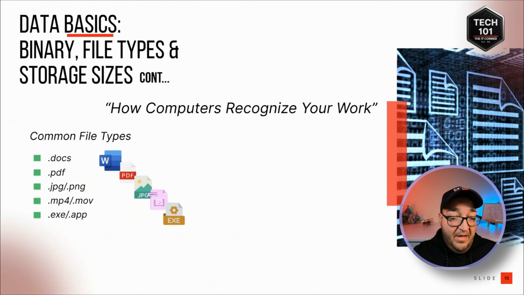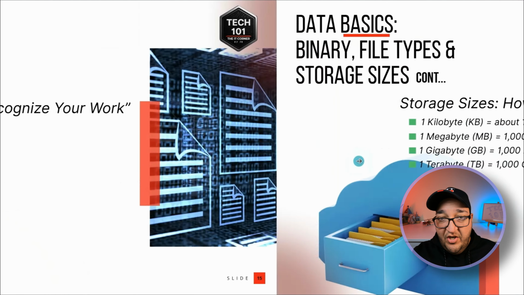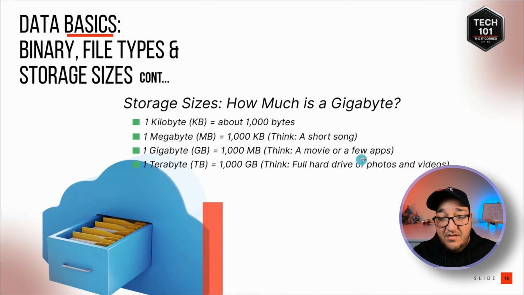Okay, now let's go to storage sizes. I know I covered a little bit of this before. So how do we measure this data? We were talking about gigabytes, because those file types we just mentioned have a size, right? So here's the breakdown. 1 kilobyte is about 1,000 bytes. 1 megabyte is 1,000 kilobytes. 1 gigabyte is 1,000 megabytes. 1 terabyte is 1,000 gigabytes. And it keeps going up after that.